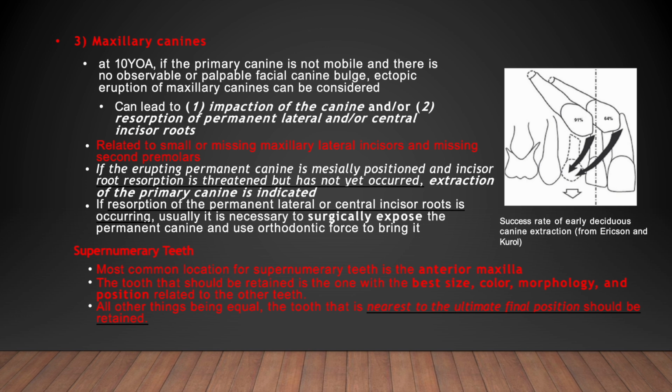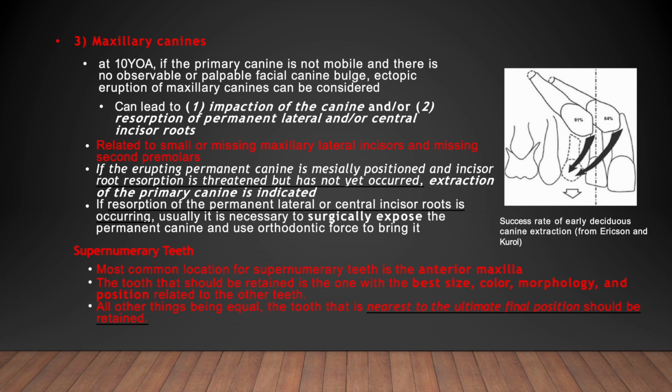So the primary goal that I want you to get out of this is, if by 10 years old you don't see a canine bulge or you're not seeing a mobile primary canine, then you definitely want to take a panoramic X-ray, getting the location of this permanent canine and acting promptly, so you don't get any resorption of the laterals or the centrals and you don't get an impacted canine later on.